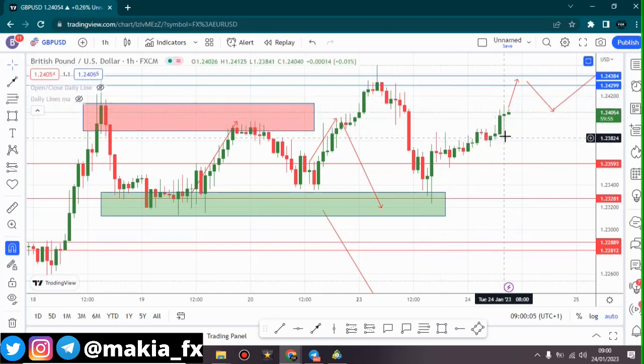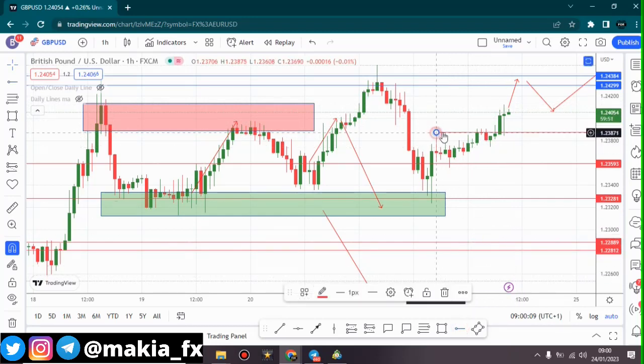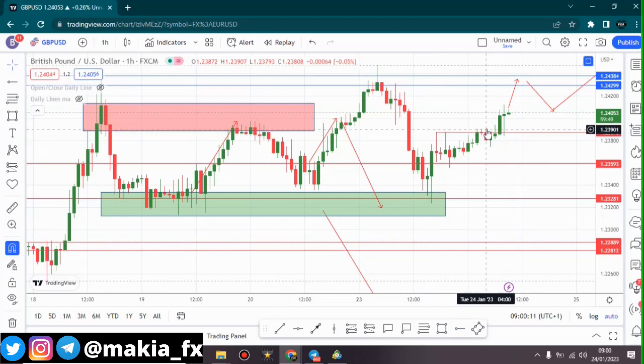We saw how this resistance area was retested at this particular area. You see, when price broke through this resistance area with a strong candle, there was a retest, and now this resistance area became a new support area for this pair. So hopefully we're expecting price to keep going bullish.